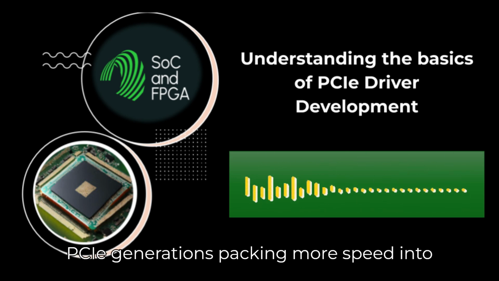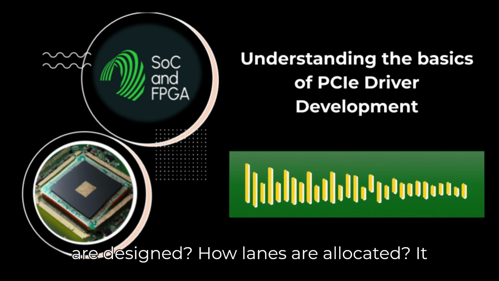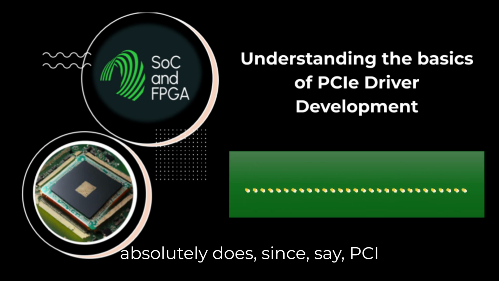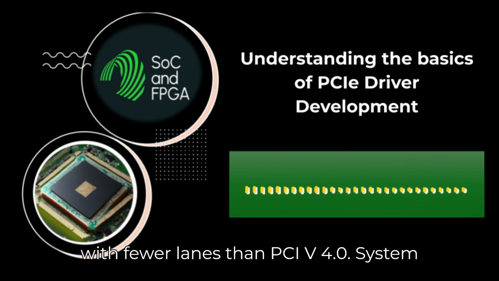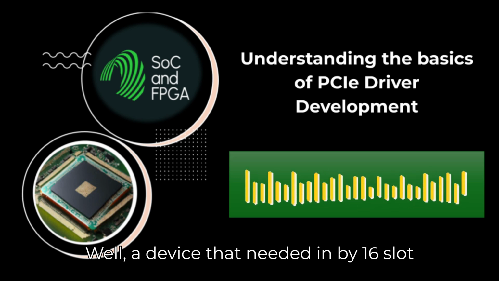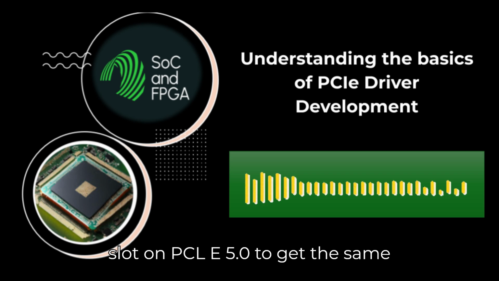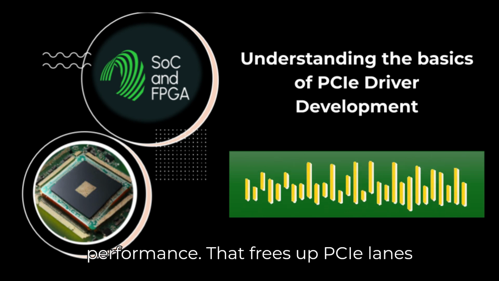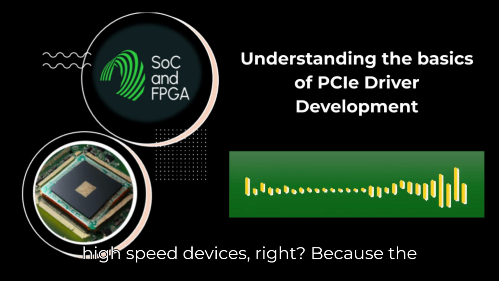And with newer PCIe generations packing more speed into each lane, does that change how systems are designed, how lanes are allocated? It absolutely does. Since, say, PCIe 5.0 can deliver the same total bandwidth with fewer lanes than PCIe 4.0, system designers have more flexibility. How so? Well, a device that needed an x16 slot on PCIe 4.0 might only need an x8 slot on PCIe 5.0 to get the same performance. That frees up PCIe lanes from the CPU or chipset to connect other high-speed devices.